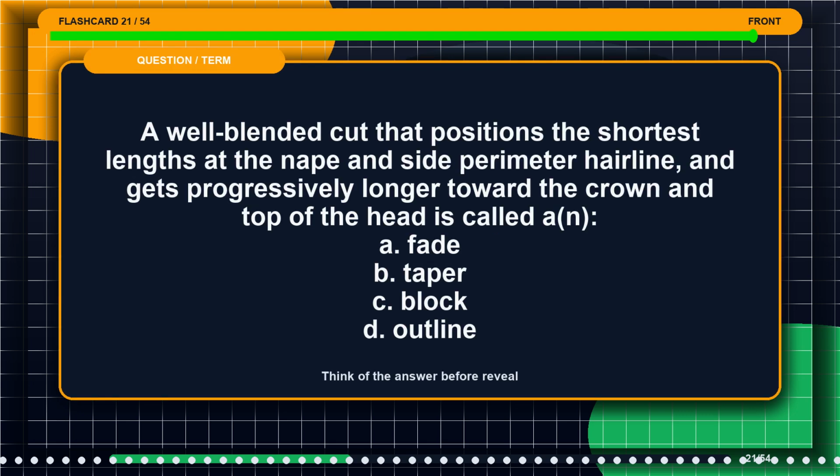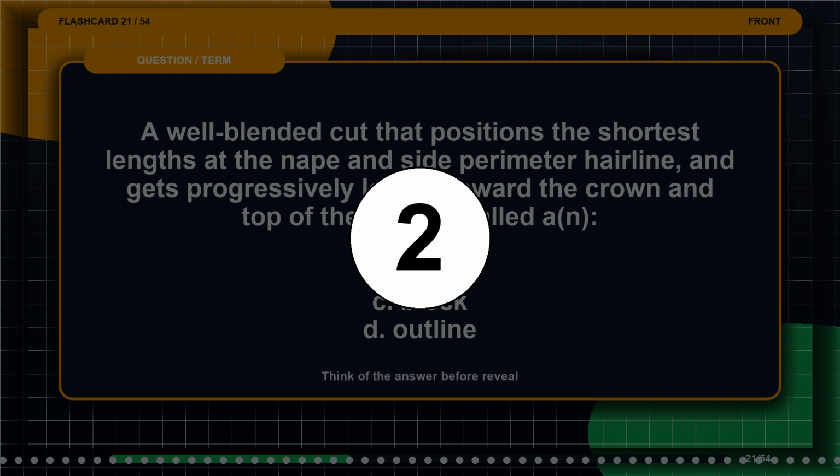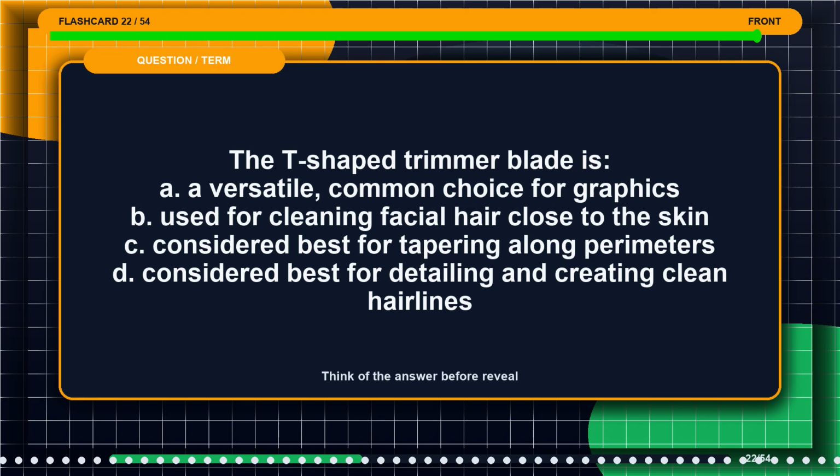Flashcard 21. A well-blended cut that positions the shortest lengths at the nape and side perimeter hairline and gets progressively longer toward the crown and top of the head is called a: A, fade; B, taper; C, block; D, outline. Pause and think of the answer before the reveal. The answer is taper.